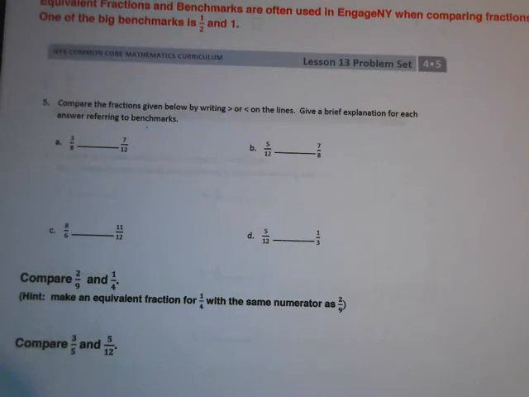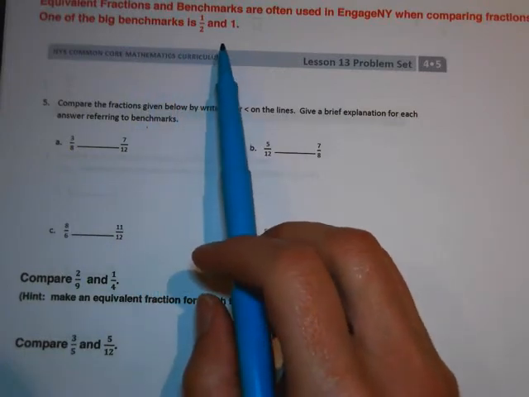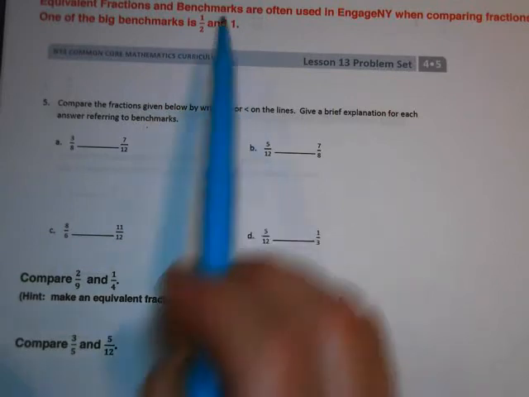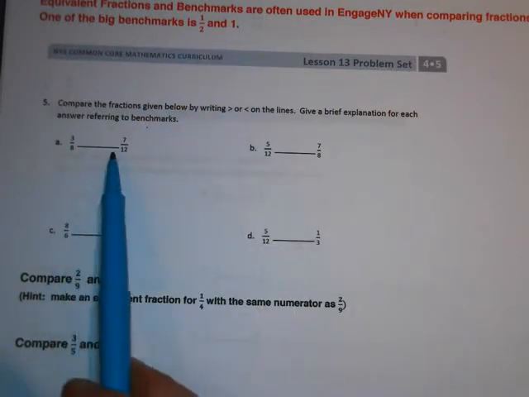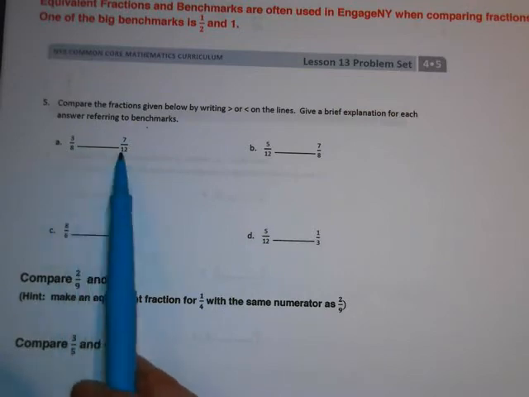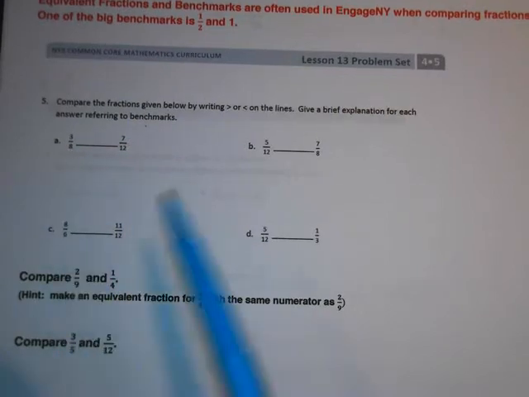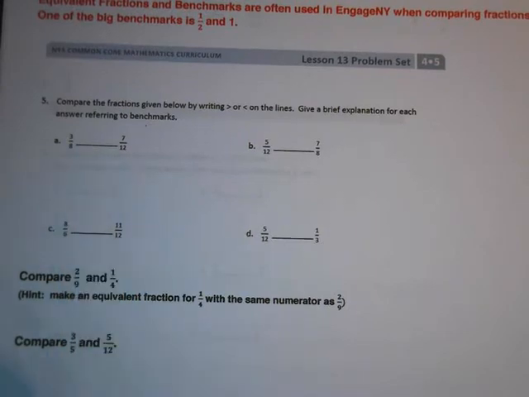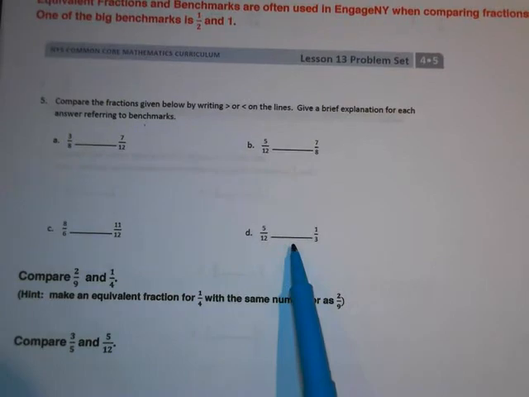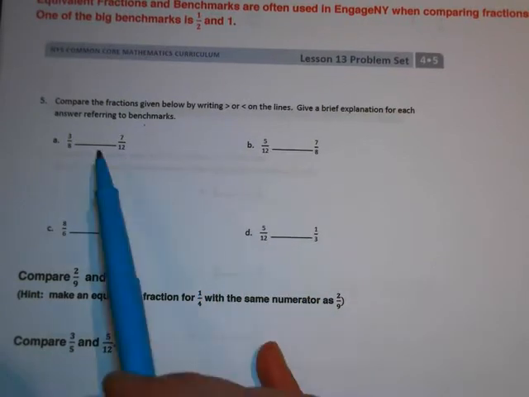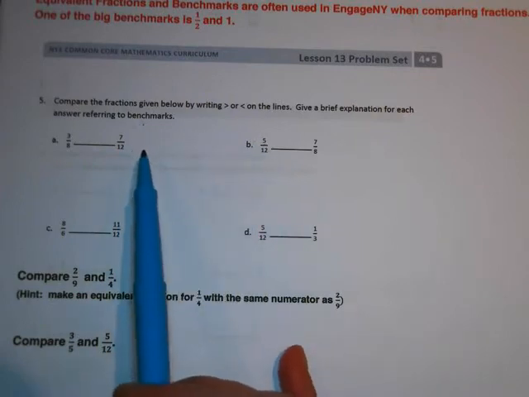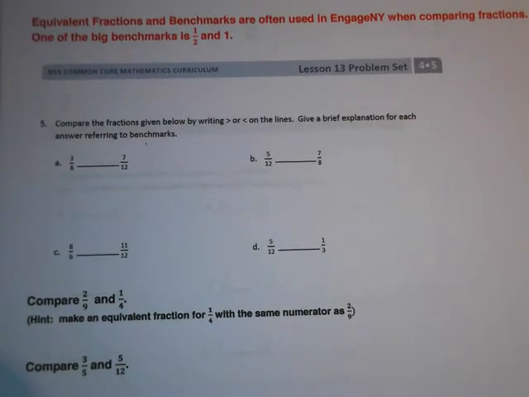So Engage New York in 4th grade asked the students to pick benchmarks to compare fractions to. So these are cases where it's not easy. Well, that one would be, but these aren't easy to make into equivalent fractions where the denominators would be the same. This one is, so we could do that one pretty easily. But these ones, we're going to use this benchmark, and a popular benchmark that Engage New York uses is 1/2.